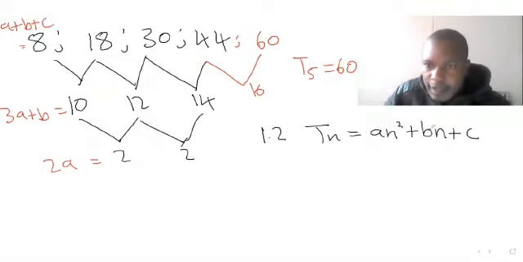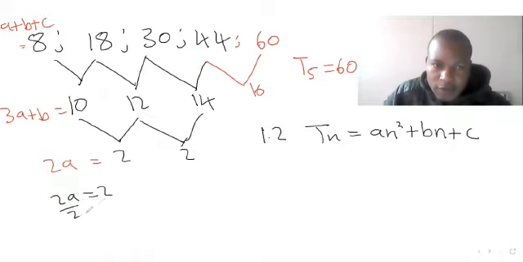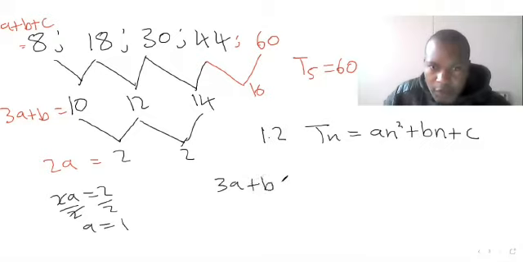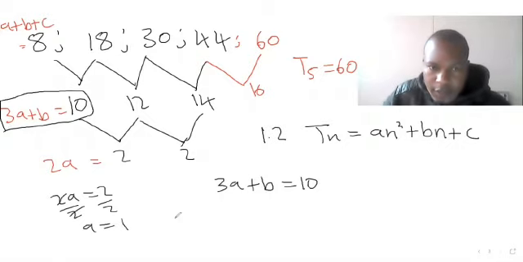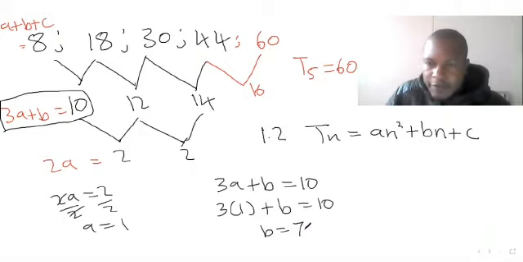We will find a, b, and c through the equations that we have here. We will start off with the 2a, so 2a equals 2. Divide throughout by the 2, and we should get a to equal 1. Now to get b, we will equate the 3a plus b to 10. We already have the a, so we will substitute in the a, and we will find b to be 10 minus 3, which is 7.